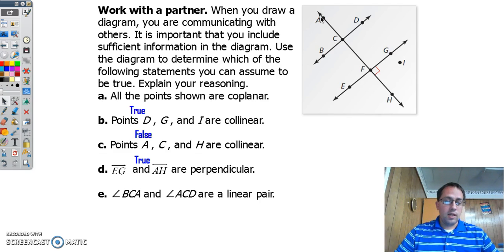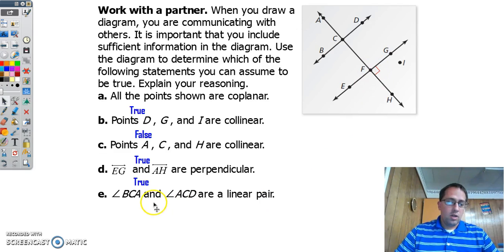Okay, question D, we have line EG and line AH are perpendicular. Is that true or false? And we say, yeah, that's true. How do we know? Because right here we have this little right angle box to show that this is a right angle, which means the lines are perpendicular.